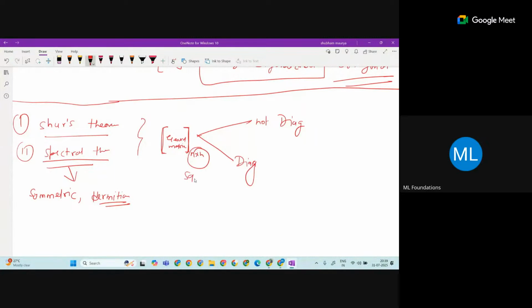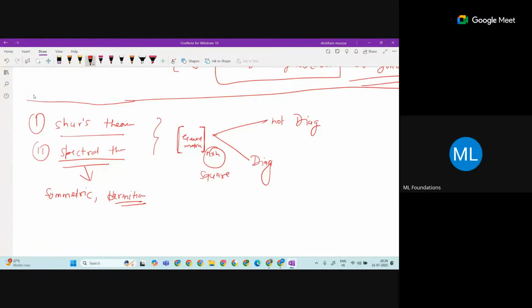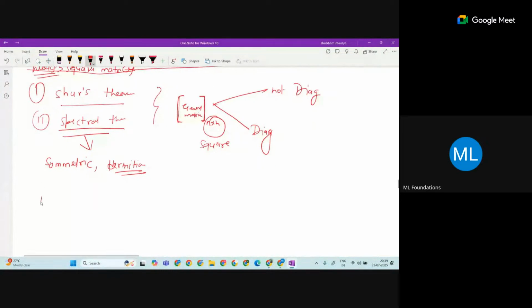Okay, so let me tell you, we are discussing weeks 5 and 6. Week 5 is for square matrices, and week 6 is for general, meaning rectangular matrices, where the matrix can be of any order M cross N.